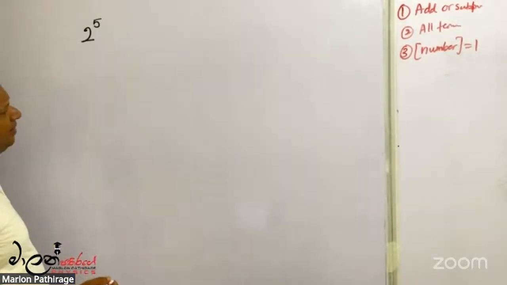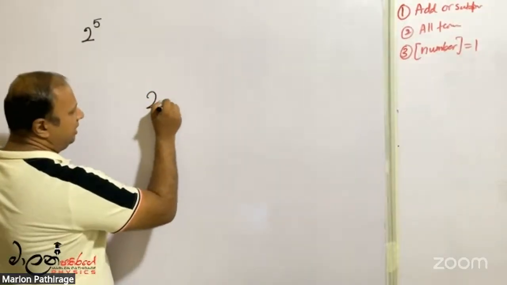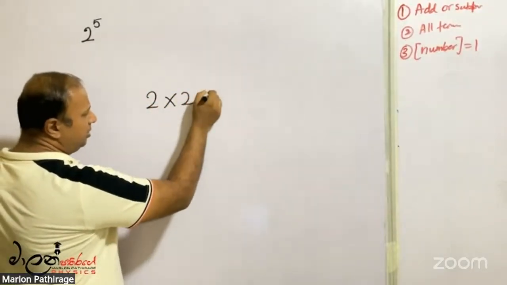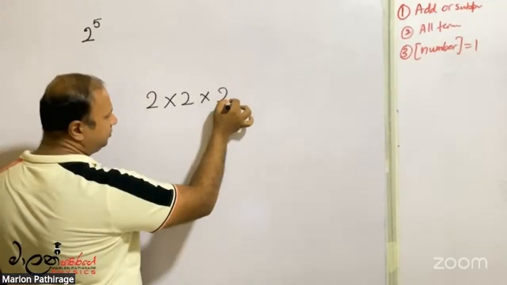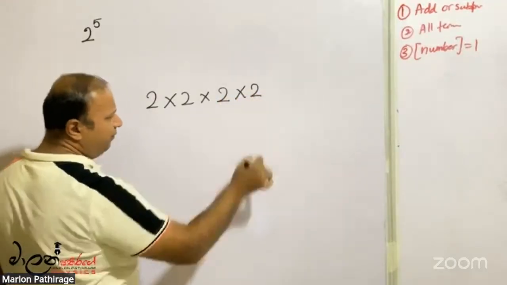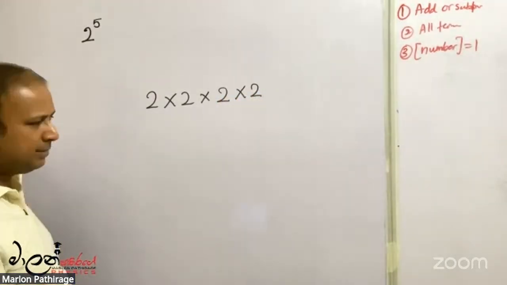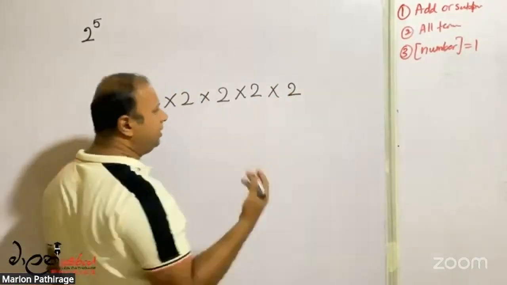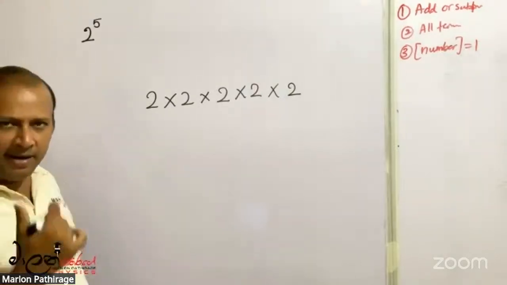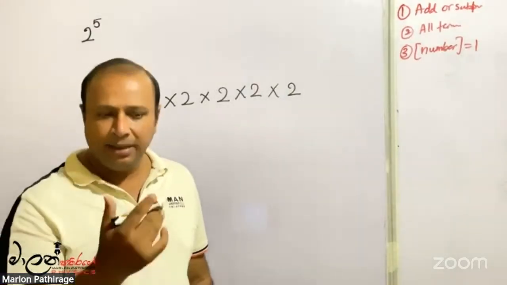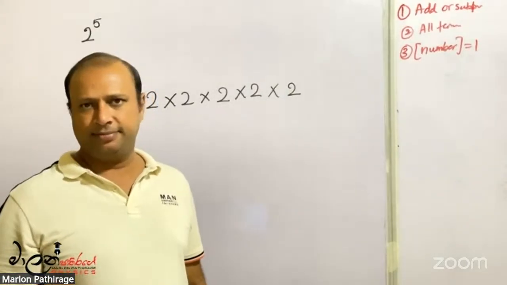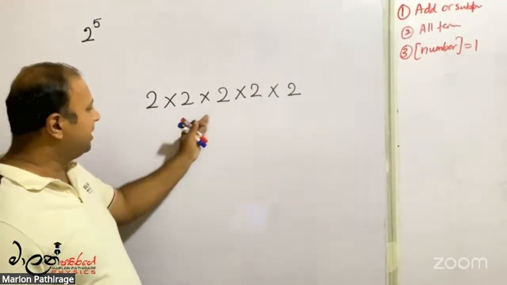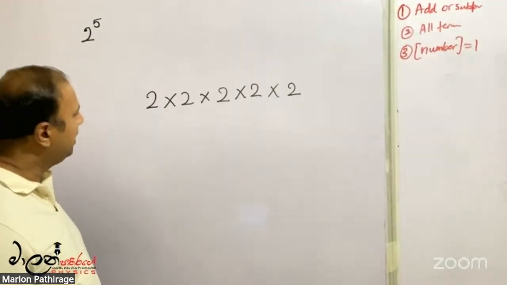Suppose now there's a multiplication of 2 by itself several times. Suppose there is a multiplication of 2, or any number, by its own value several times. And in this case, there are only 5 times.